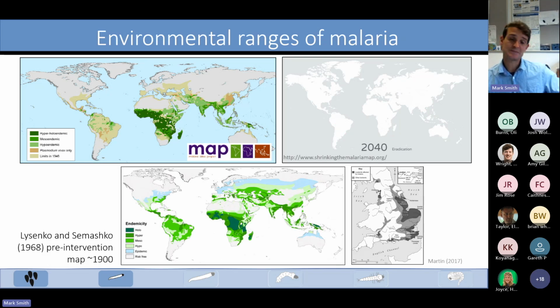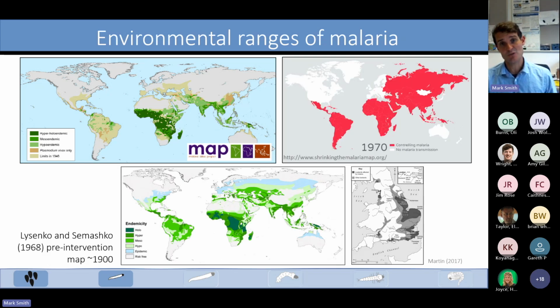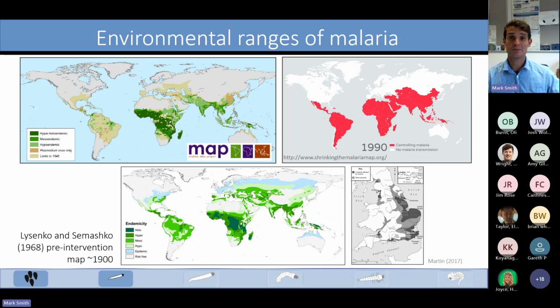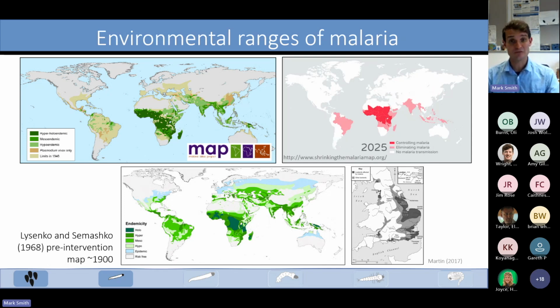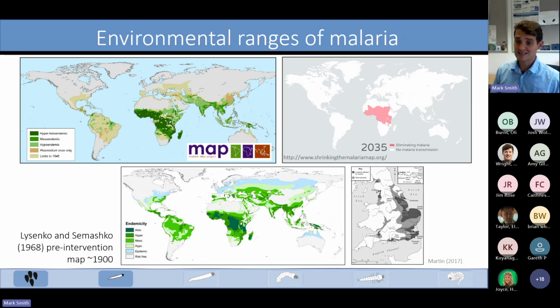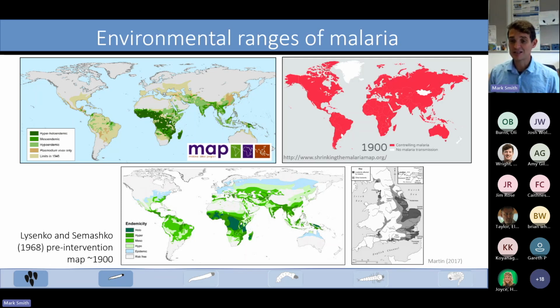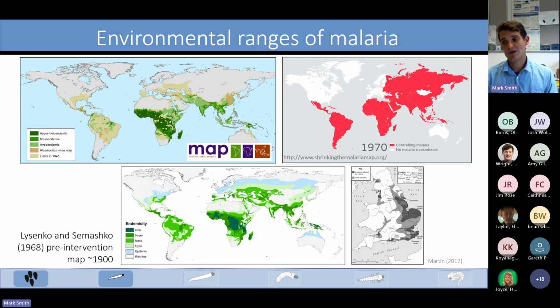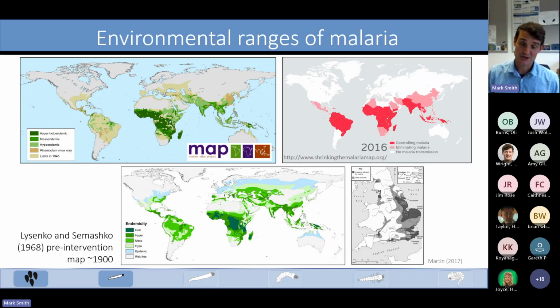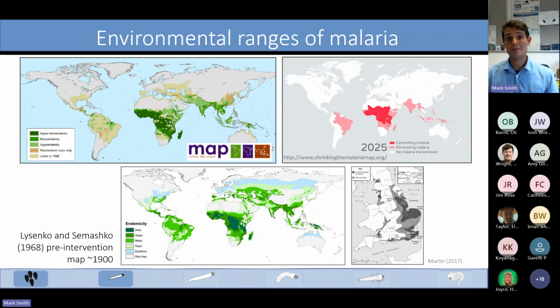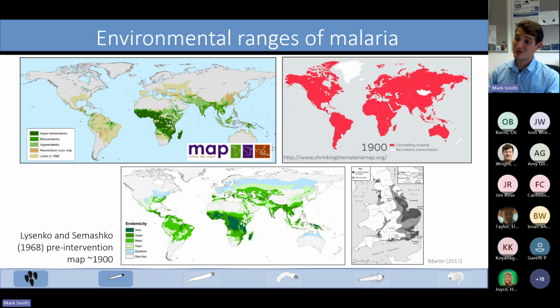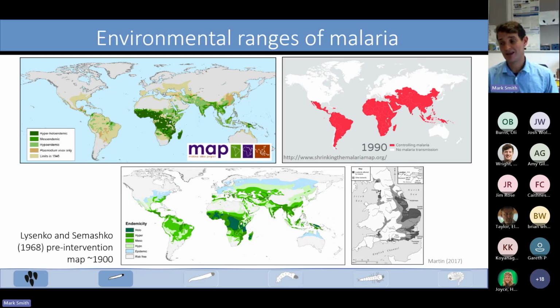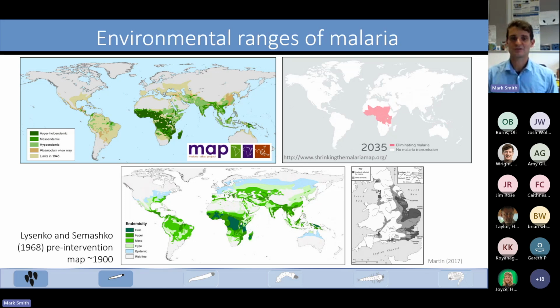More useful for us are these pre-industrial sketch maps of where malaria used to be, the pre-intervention, before we did any of this. And there's this classic one by Lysenko and Semashko in 1968, where it's basically a sketch, but it's as good as we've got of where malaria was around 1900. It's worth pointing out, zooming into the UK and this other map here, the dark shading is where malaria transmission took place. And so, yes, we had malaria in the UK.